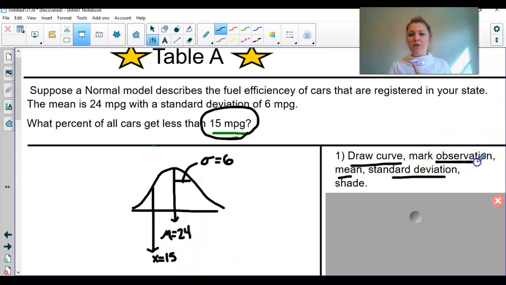So there's our observation. Now, finally, it says shade. Well, how do I know how to shade? I want to see what percent of cars get less than 15 miles per gallon. So that is this area right here. I want all the cars that are less than 15 miles per gallon, this part on the number line. Step 1 complete. Write down any questions that you might have.